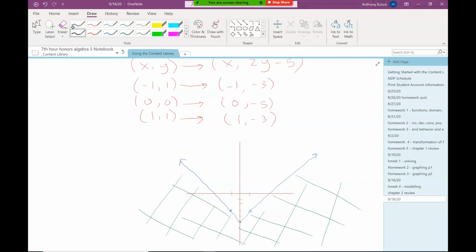Everybody feel good? So those should be pretty easy, right? Or at least no more difficult than the graphing ones were. Whether you want to call it easy or hard, I guess, is a matter of opinion, but it's not really any more complicated than that. Do we feel okay with that?